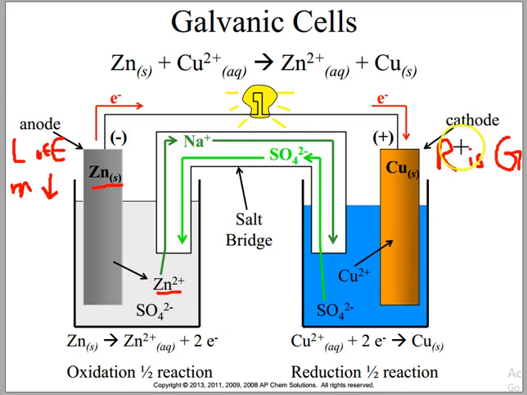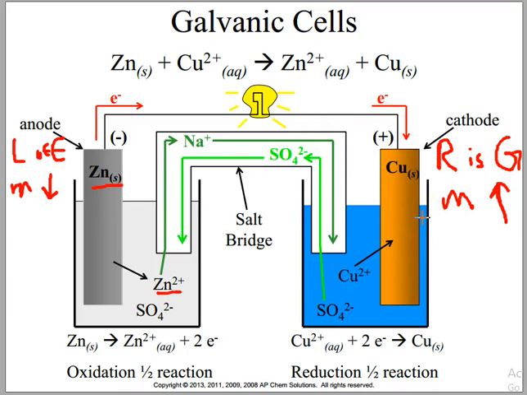Conversely, at the cathode, the reduction reaction, the mass is going to increase because now we have copper ions that are now becoming solid copper. So the cathode mass will increase, the anode mass will decrease. So as this reaction continues, the mass of the anode decreases, mass of the cathode increases.